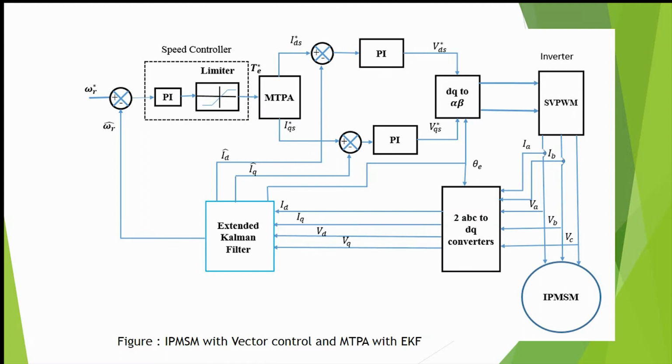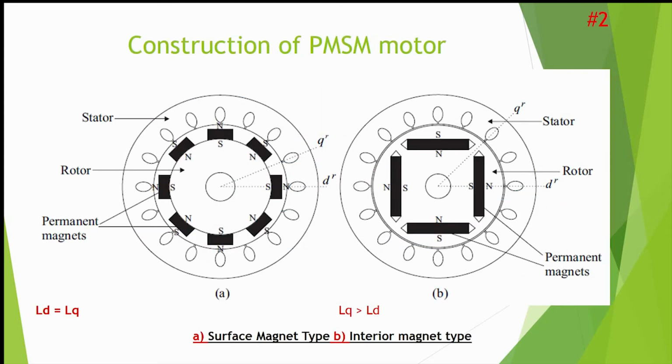Similarly, this is the arrangement for the extended Kalman filter. This arrangement is similar to the previous arrangement, except for the method which is going to give us the rotor angular position theta and the speed. Let's first of all discuss the construction of the PMSM motor.